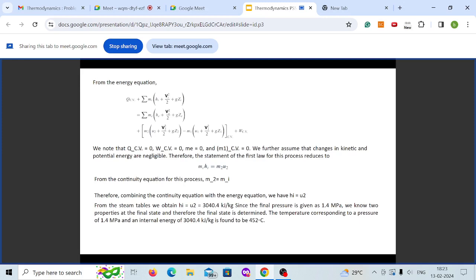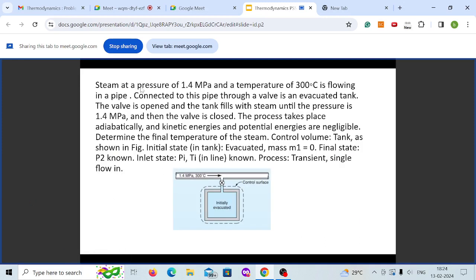So now you know U2, you know the pressure of the tank at state 2. So from the steam table you can again find out what will be the corresponding temperature. So for 3040.4 of specific internal energy and pressure of 1.4 megapascal, you will find that your temperature is 452 degrees Celsius.